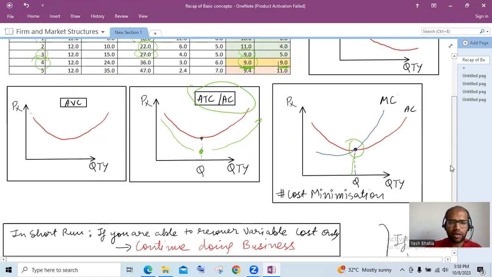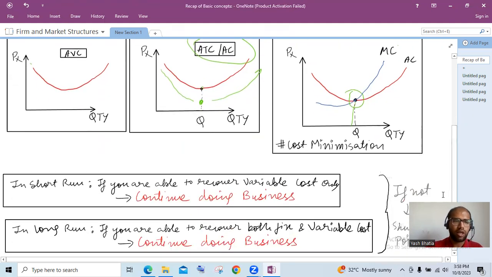Now, let's have a look at another short concept. In the short run, let's say you have started a juice business, right? For the juice business, let's say there are two kinds of cost. The first one is the variable cost of purchasing the juice, and the second one is the fixed cost. Let's say you have hired one helper. So let's simplify things. These are the two costs. One is the variable cost of juice, and one is the fixed cost of the helper, the salary of the helper.